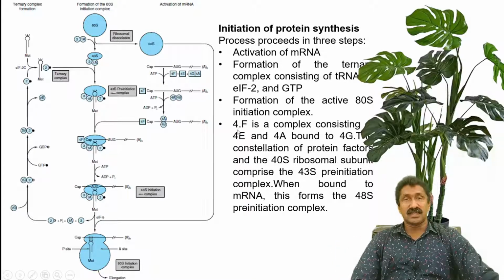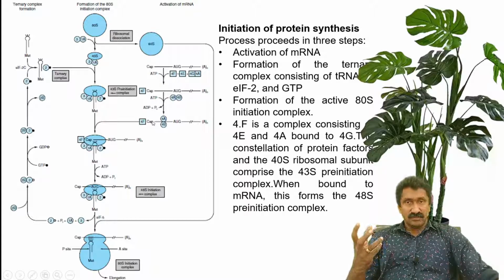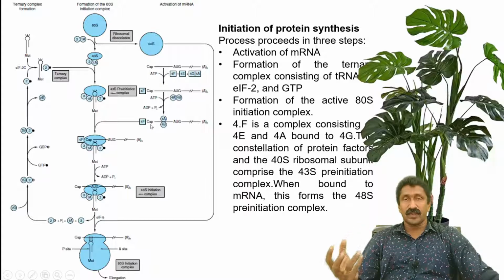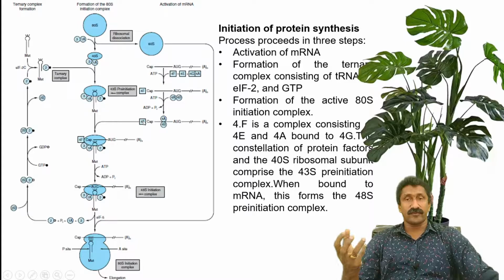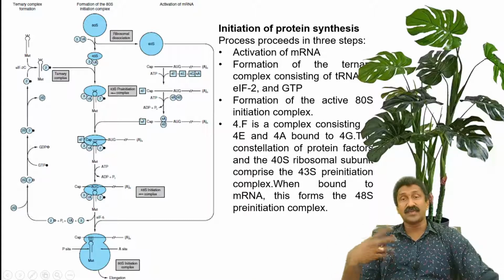So you can see that 4F is a complex consisting of 4E, 4A and 4G. So three different subunits combine to form the 4F, which is marked here. The 5' cap of the mRNA is bound with the 4F, which is an assembly of 4E, 4A and 4G. Now it is known as 4F. That is required for the correct positioning and for the activation of the mRNA.